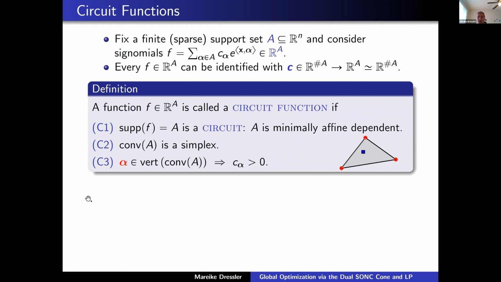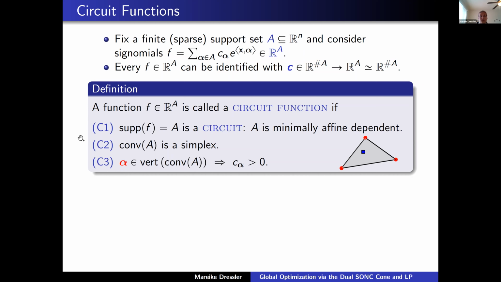Then we call a function or a Zignomial a circuit function if these three conditions are met. Namely, first, the support set of the Zignomial, which is just A, is a circuit. This is a minimally affine dependent set. Second, the convex hull of A, which is the Newton polytope of my Zignomial, has to be a simplex.